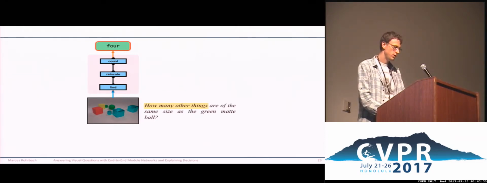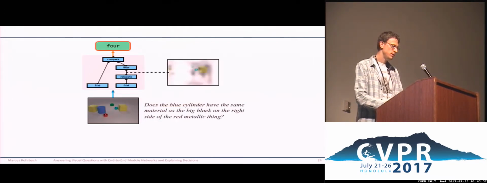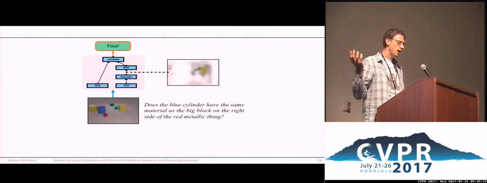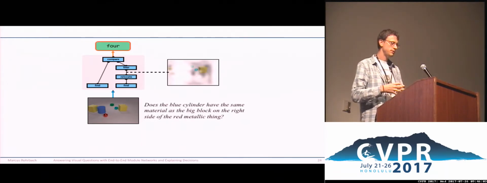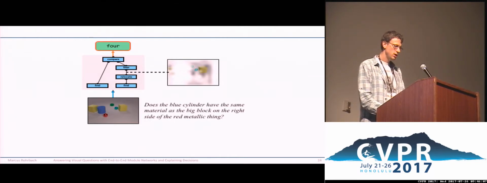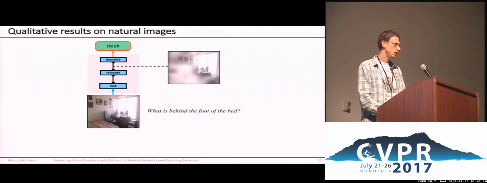It's 4 other objects. So let me give a few more details, but I would like to say that we cannot just do that for linear execution graphs, but it can also be trees, like you can see here, and it can also be executed on real images. While for most of the talk, I'll stick with these CLEVR dataset examples.